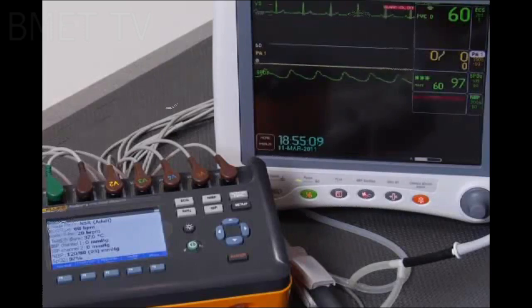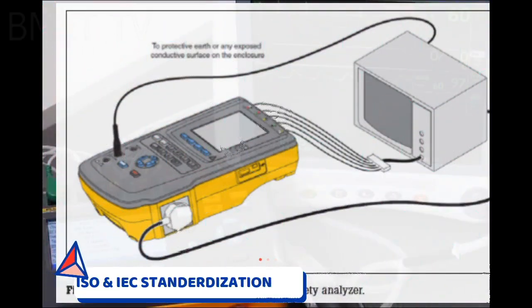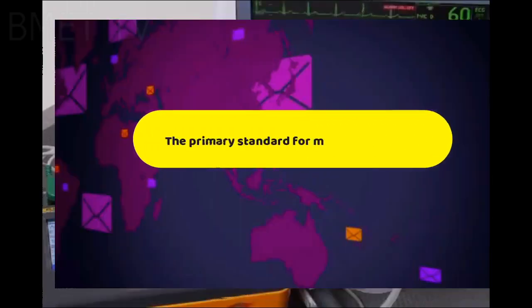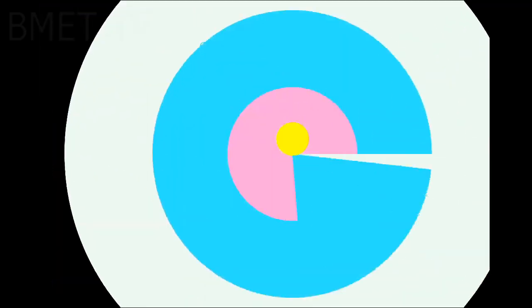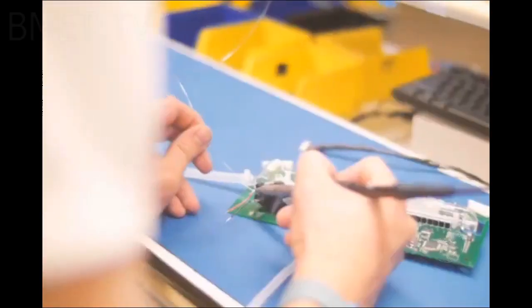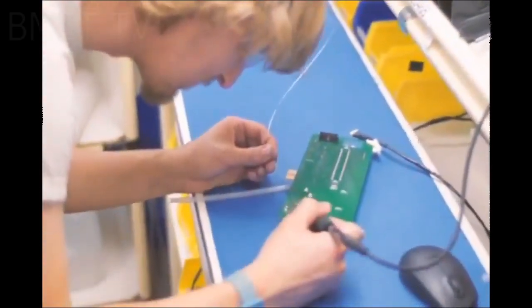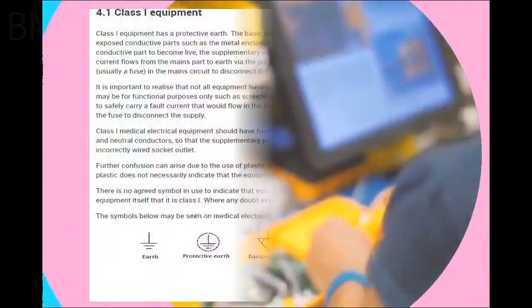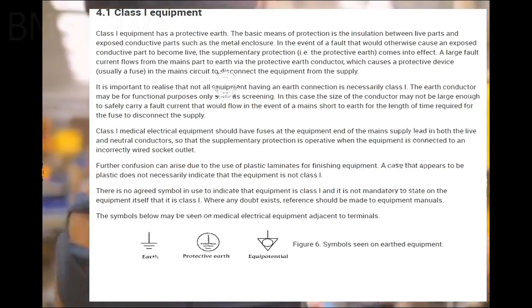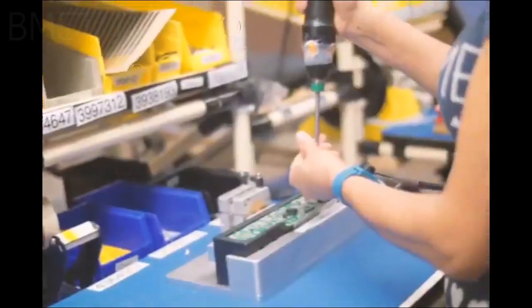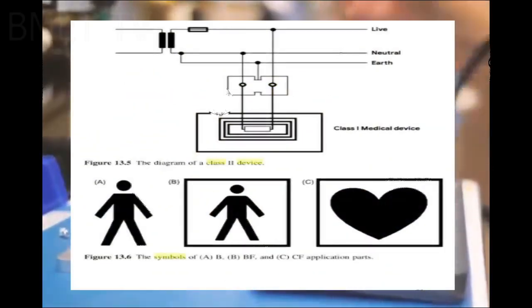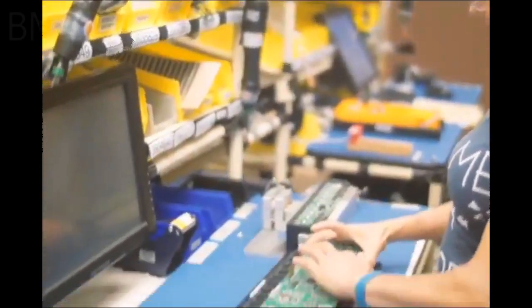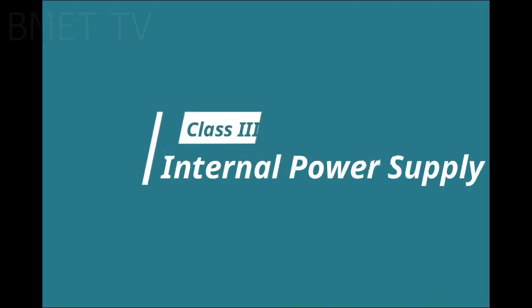There are general and specific standards for medical device electrical safety: IEC 60601, AAMI, NFPA 99. The primary standard for medical devices is IEC 60601. General requirements for protection against electric shock hazards are covered in IEC 60601. First, in this standard, each instrument has a class. Class 1, live part covered by basic insulation and protective earth. Class 2, live part covered by double or reinforced insulation. Class IP, internal power supply.